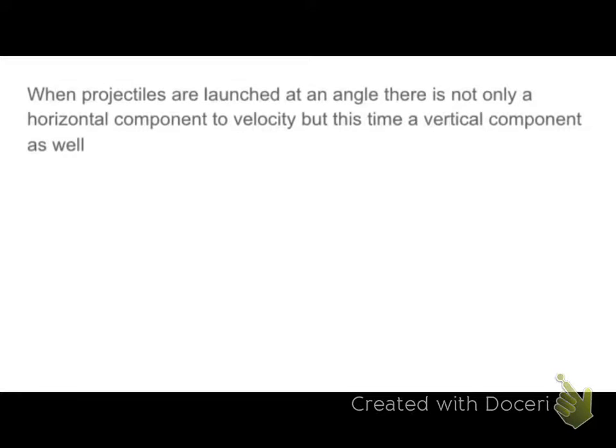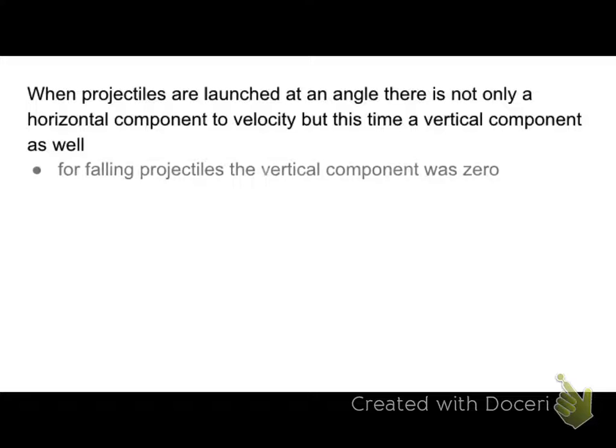Okay? When projectiles are launched at an angle, there is not only a horizontal component to their initial velocity, but now there's also a vertical component to their initial velocity. So it complicates things a little bit, because we don't only have a horizontal velocity. For falling projectiles, the vertical component was 0. We just did an example problem of that as our bell ringer.